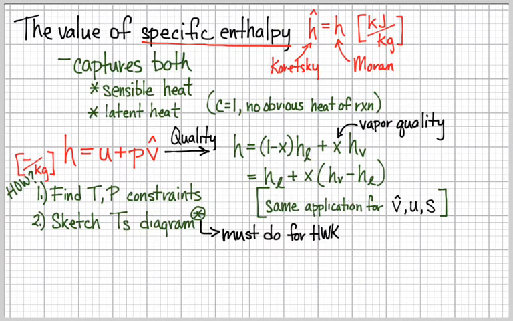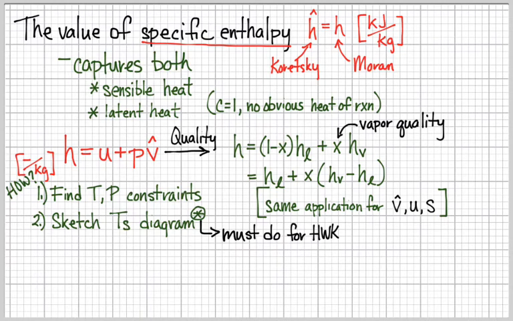Okay, so what do we got to do to get to enthalpy? Well, we need to find out what our temperature and pressure constraints are in our given process. We need to sketch a temperature entropy diagram. And this is really going to be different because you are going for enthalpy, but how do you get there? You get there through finding specific entropy. Okay, when you're doing your homeworks, you will have to sketch your temperature entropy diagrams. If you do not, you will lose points, and you will also demonstrate that you likely do not know what is going on in a Rankine cycle.